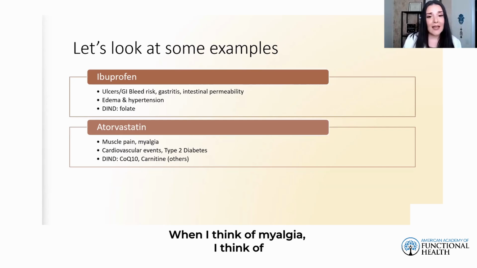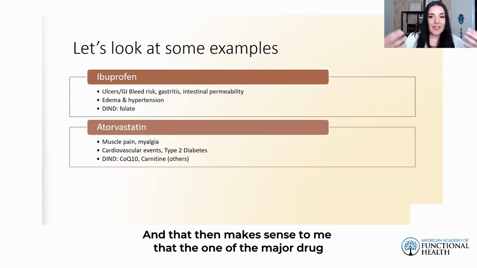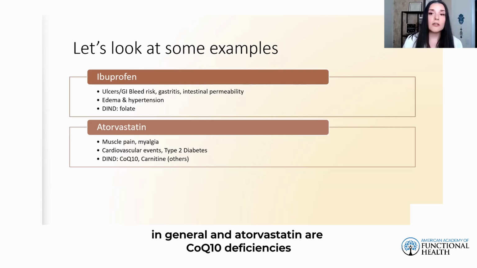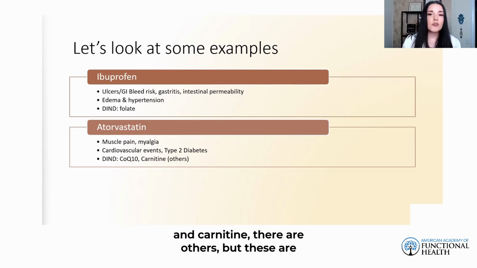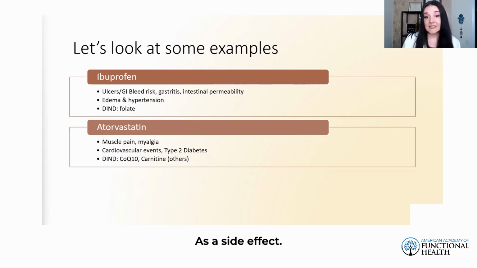When I think of myalgia, I think of mitochondrial function. I think of metabolism. And that then makes sense to me that one of the major drug-induced nutrient depletions with statins in general and atorvastatin are CoQ10 deficiencies and carnitine. There are others, but these are the two most strongly established drug-induced nutrient depletions. So you could see how that could play into these myalgias that are occurring as a side effect.